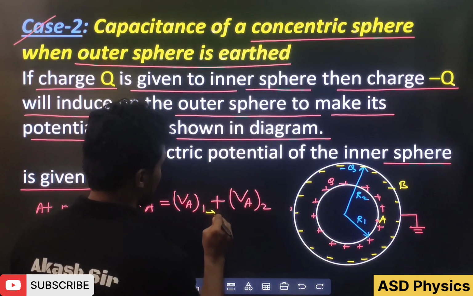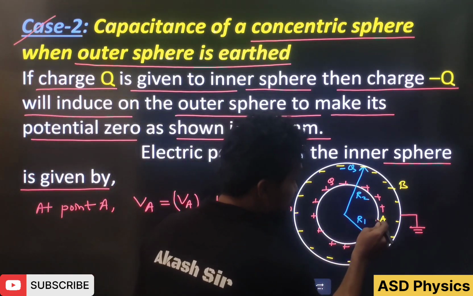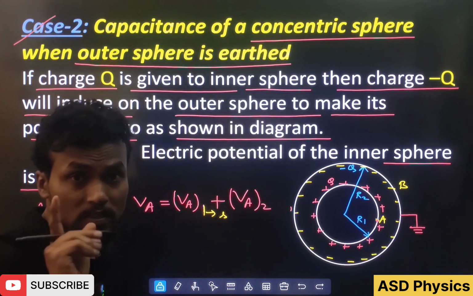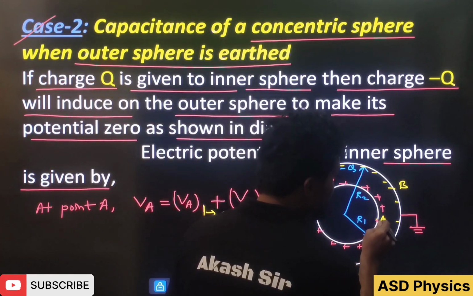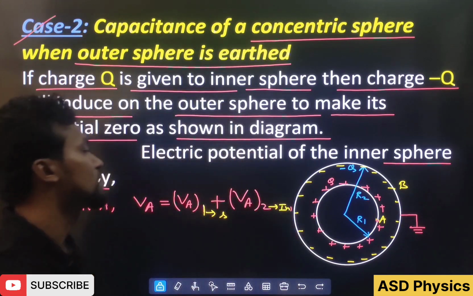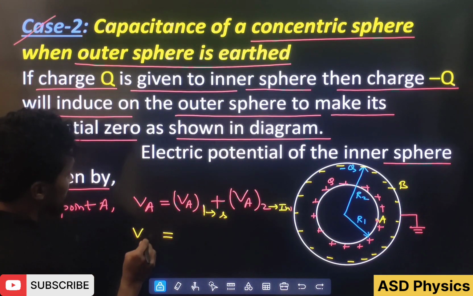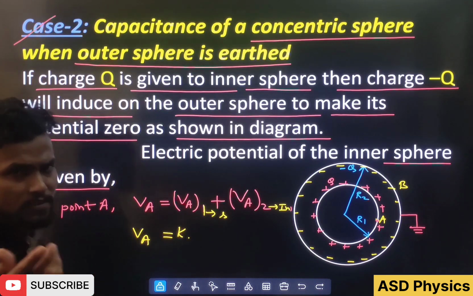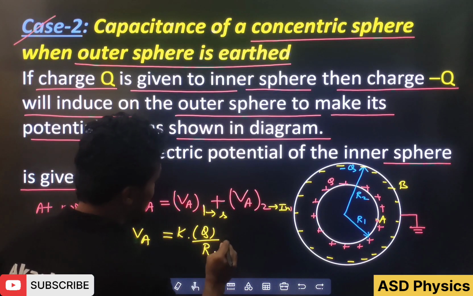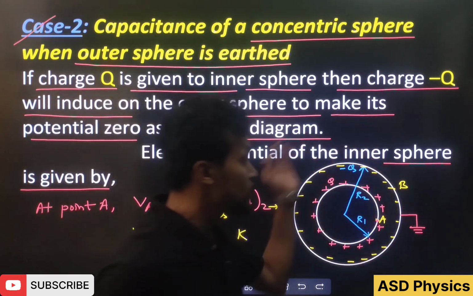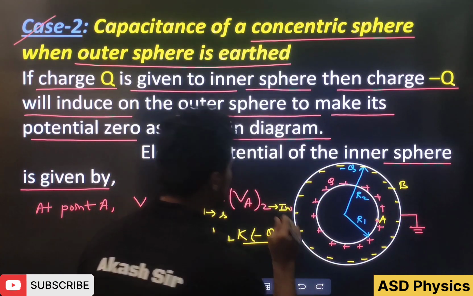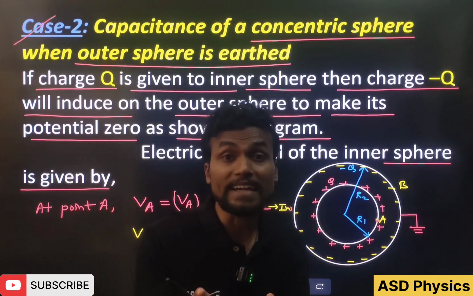Now see here please, point A with respect to 1 is where? On the surface. S means surface. After that, point A with respect to 2 is where? Inside. Okay, great. Now potential at point A is given here: K into, surface means as it is, K into Q by R1, plus K due to the outer one, sphere number 2. How much charge is there on this? Minus Q. And the point is inside. Point A is inside of the outer sphere.